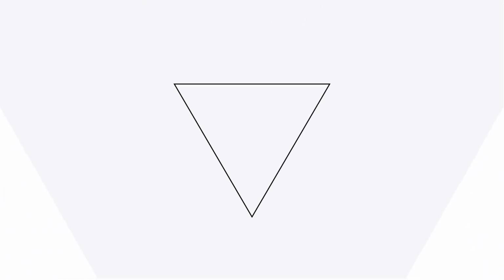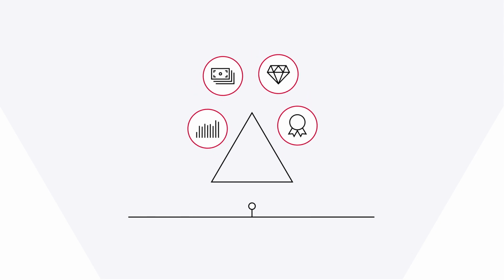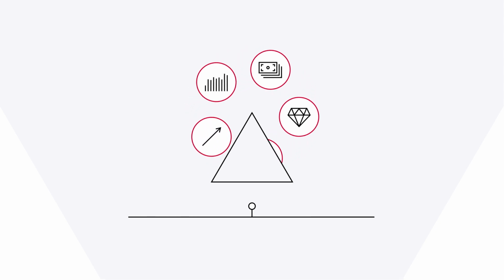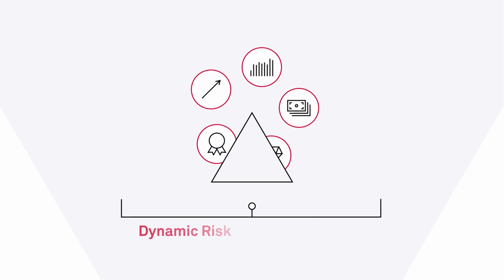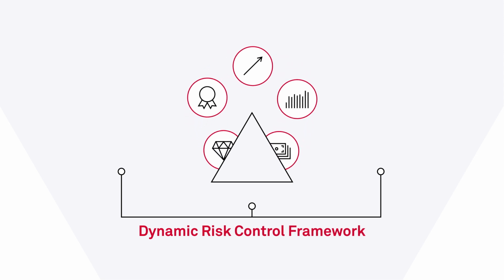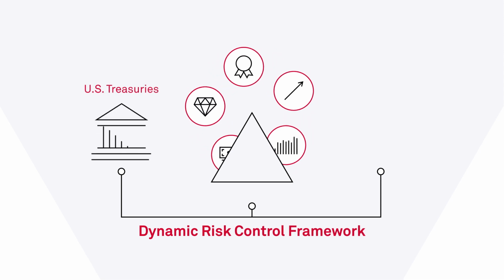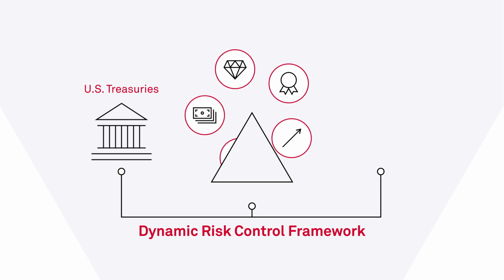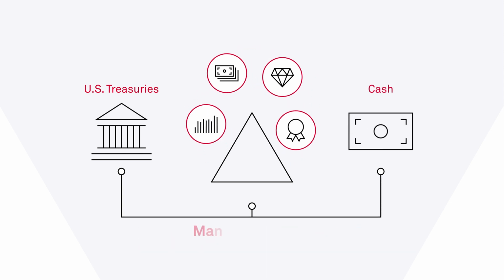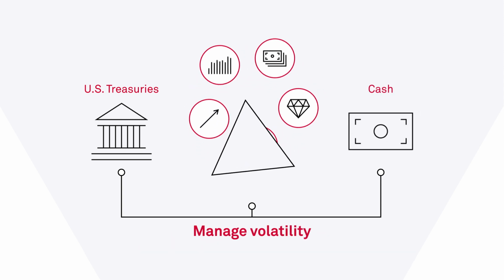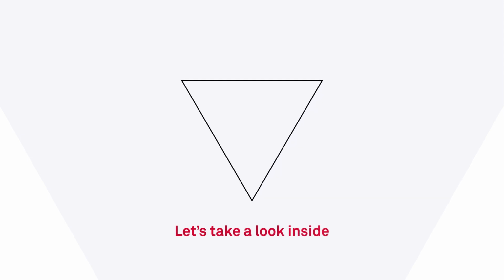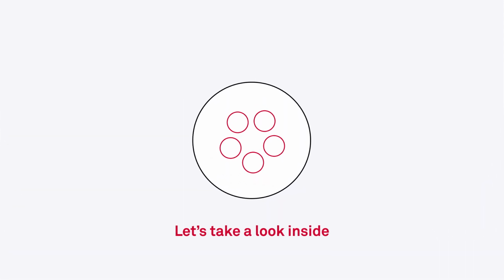We designed the S&P 500 Factor Rotator Daily RC2 7% Index to track the S&P 500 Factor Rotator Index and added a dynamic risk control framework using a mix of the S&P 2-year U.S. Treasury Note Futures Index and cash to help manage volatility. Let's take a look inside the index and see how it works.